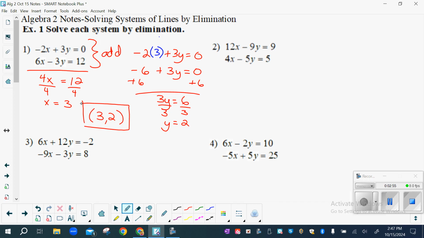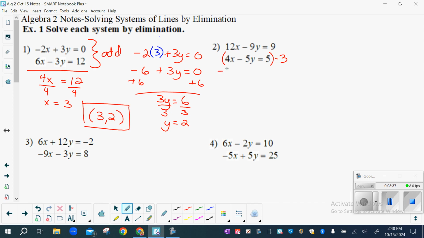Okay, so now on number 2, if I just add them, I don't eliminate a variable, do I? So I'm either going to have to multiply one equation by something, or I'm going to have to multiply both equations by something. So I'm going to look at the smaller of the two numbers. I'm looking at the x's, the coefficients, 4 and 12. Is there something I can multiply by 4 to get the opposite of 12? That's right, negative 3. So I'm going to multiply the whole equation there, both sides of it, by negative 3.